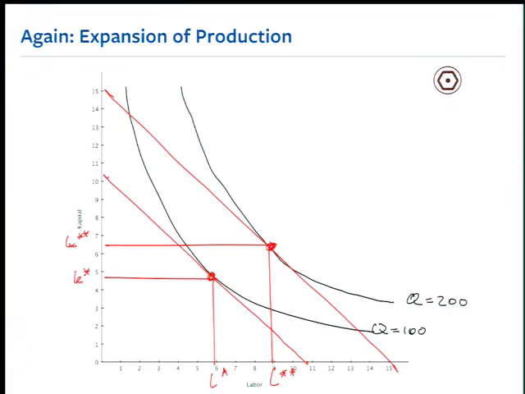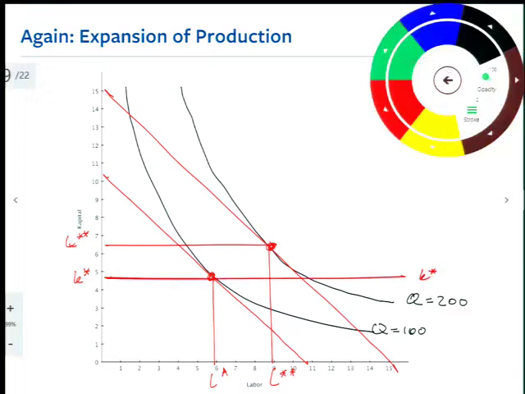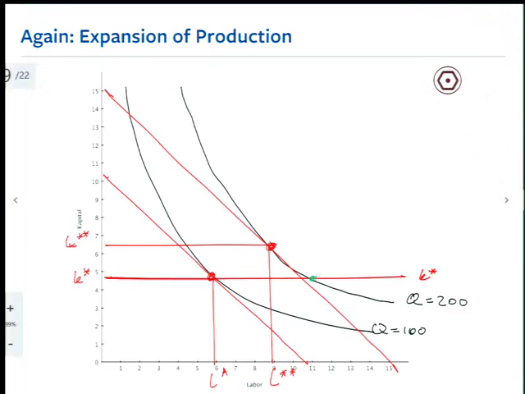But if I am trying to expand production from 100 units to 200 units, what do I have to do? I have to go and use the wrong level of capital to produce 200 units. So I'm going to produce out here, where I'm using this much labor in the long run, and K star units of capital. So for producing 200 units, what's the cost minimizing level of capital to use? It's K double star, right?